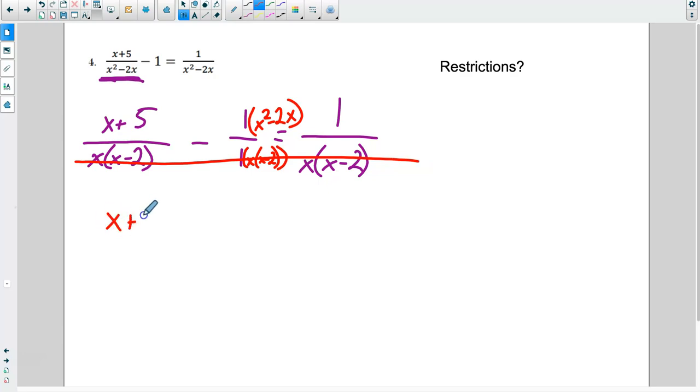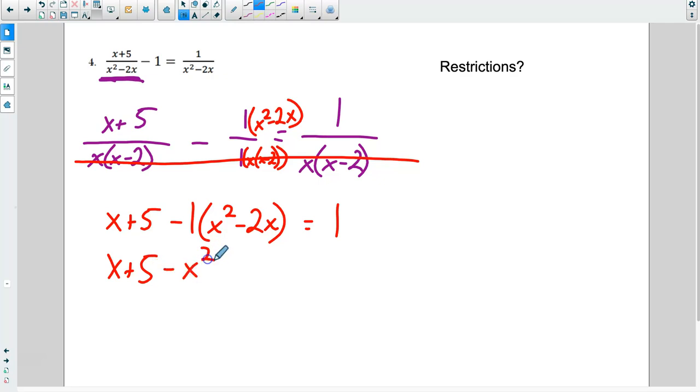We have x plus 5 minus 1 times x squared minus 2x. This is the first subtraction that we've dealt with, which equals 1. All that does is flip our signs in here, which is why I'm making us do this step, but I get x plus 5 minus x squared plus 2x equals 1. I want you to go ahead and solve that now. I'm not going to help from there.